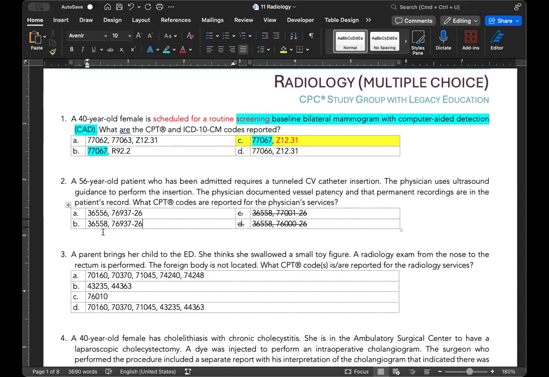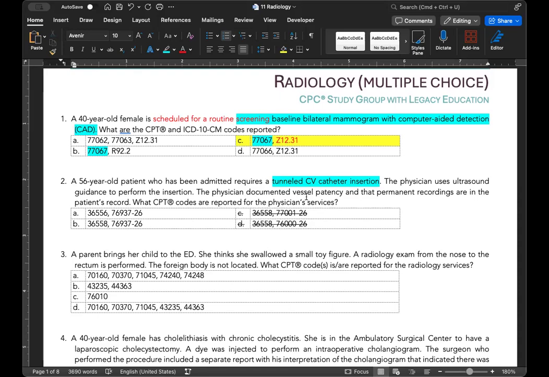Okay. So our 36556 is going to be for an insertion of a non-tunneled centrally inserted central venous catheter, and then for ages 5 years or older. 36558 is indicating that it's for a tunneled centrally inserted central venous catheter. So the procedure that we did is for a tunneled CV catheter. So it should be the 36558.